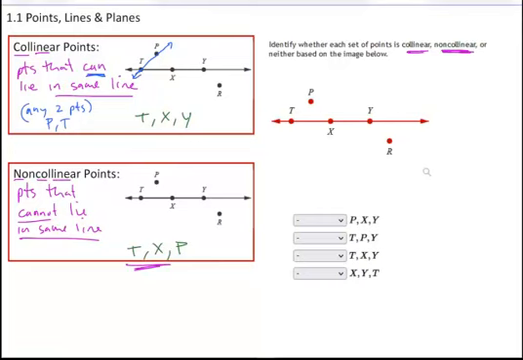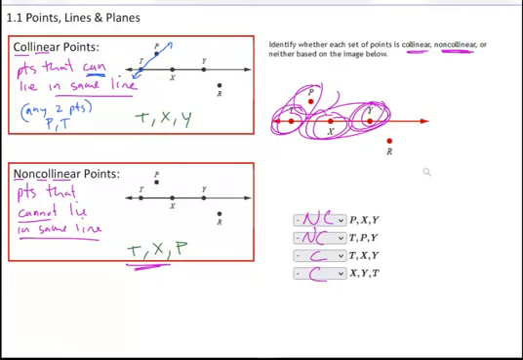Look at these examples. P, X, and Y. Are those collinear or non-collinear? X and Y are on the same line, but P is off of that, so non-collinear. I'm just going to label it NC. Okay, T, P, and Y. So T, P with Y, non. What about T, X, and Y? Co. And then X, Y, and T, just a different combination of those same points, so also collinear. Okay. Questions on those relationships?